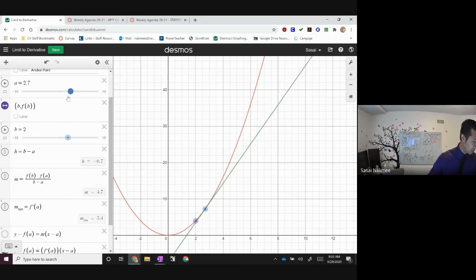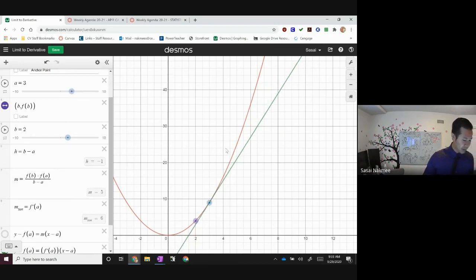So if I move my anchor point to x equals 3, you see how my new tangent line is this guy now, and the slope of this tangent line is now equal to 6. And again, if I bring this back and I see my secant lines, it does the same thing. Look at the slope here. As I approach this point, the slope of my secant line looks like it's approaching 6, and it's undefined at that point again. And if I come from the left-hand side, the slope of that secant line also approaches 6.